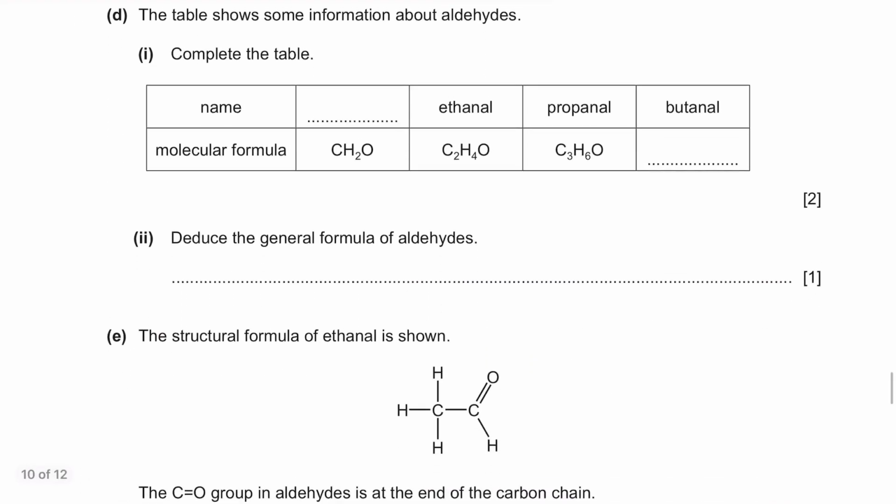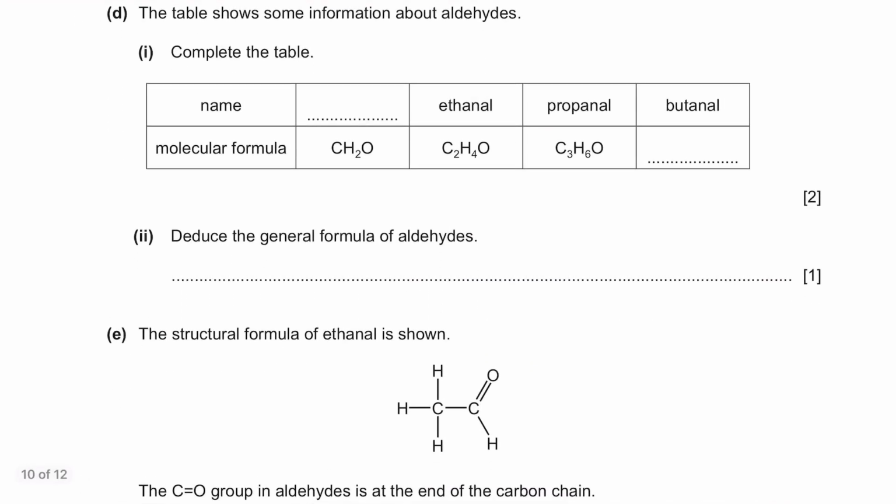Part D. The table shows some information about aldehydes. Complete the table. I know that aldehydes aren't a part of your syllabus, but you can still do the questions as it applies the same rule with other homologous series of organic compounds. CH2O has one carbon, so obviously it's gonna start with meth, and seems like the other compounds end with al, so it's gonna be methanal.